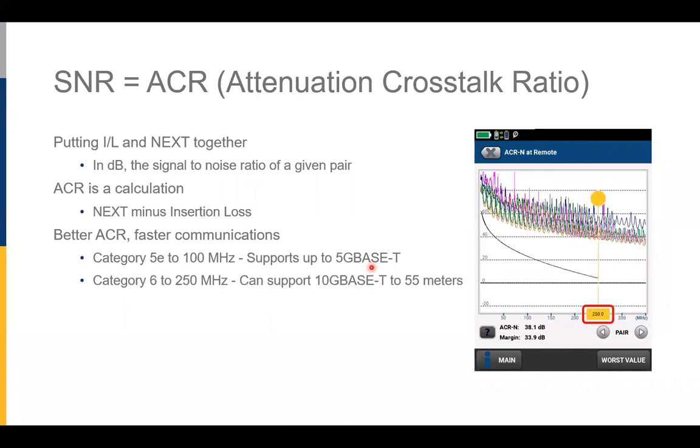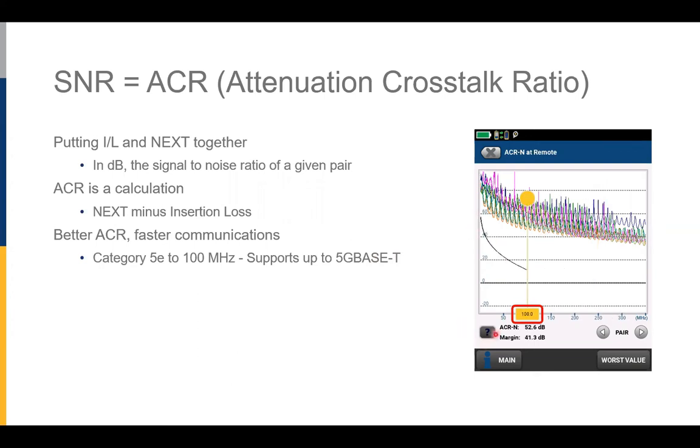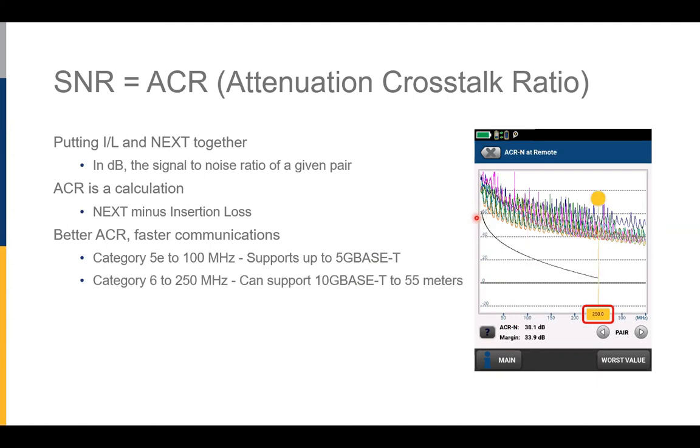Now, some people will install category 6, and we see the difference between category 6. Let me go back for one second and notice that the top of our limit line here is about 58 dB. We'll see that when we jump to category 6, it's going up to about 62 dB.